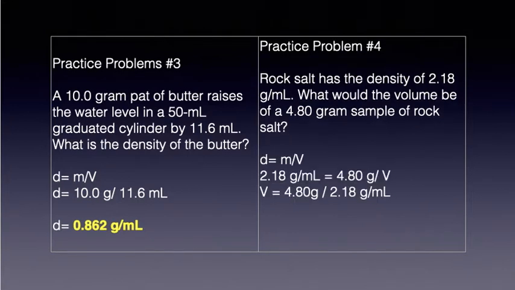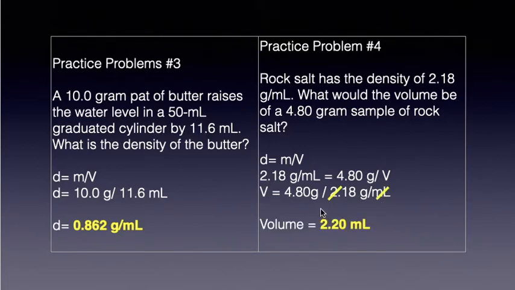So you wrote the equation D equals M over V. We see that 2.18 grams per milliliter equals 4.8 grams, and we're solving for V, volume, so volume is on the bottom. Now when we do our algebraic manipulation, volume would come to the left side of the equation, and the 2.18 would be brought over to the right side. So it's 4.8 grams divided by 2.18 grams per milliliter.